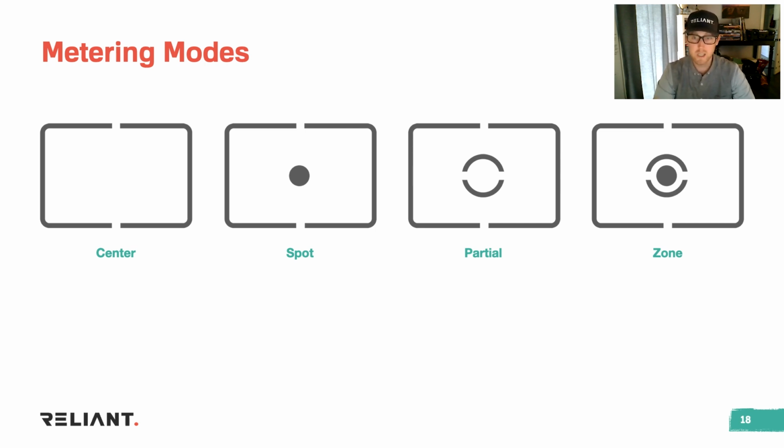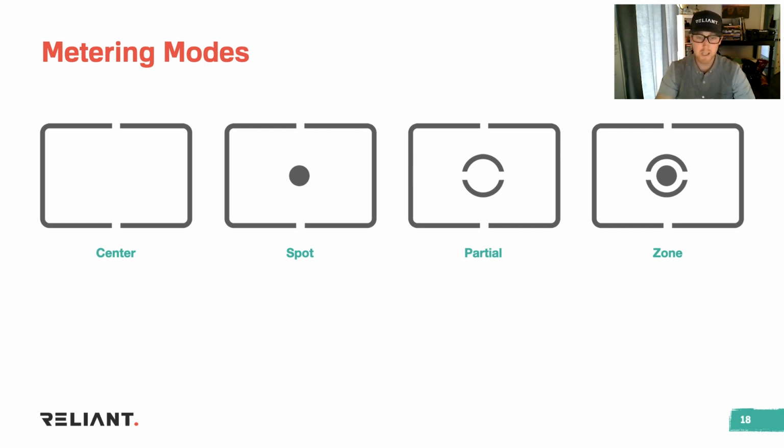So I personally only use 2 metering modes, and I rarely switch between the two. It might be important to note that Canon is the only brand of camera that I know of that has 4 metering modes. All other camera brands have 3 metering modes. So don't be alarmed if your camera only has 3. The metering modes I generally use are zone or spot metering.